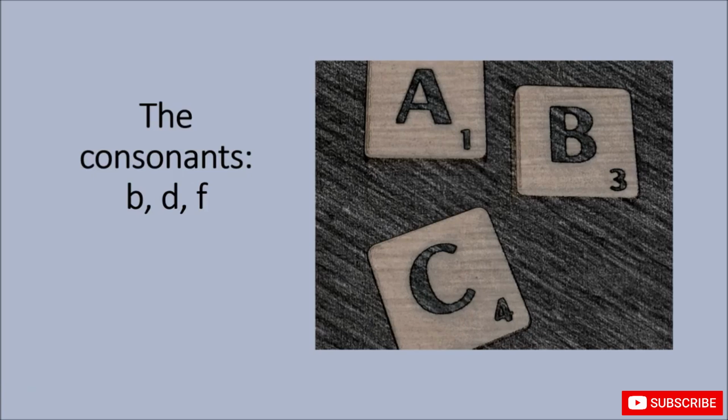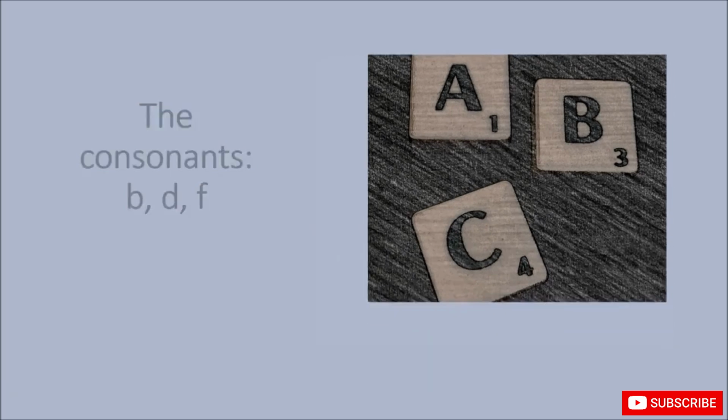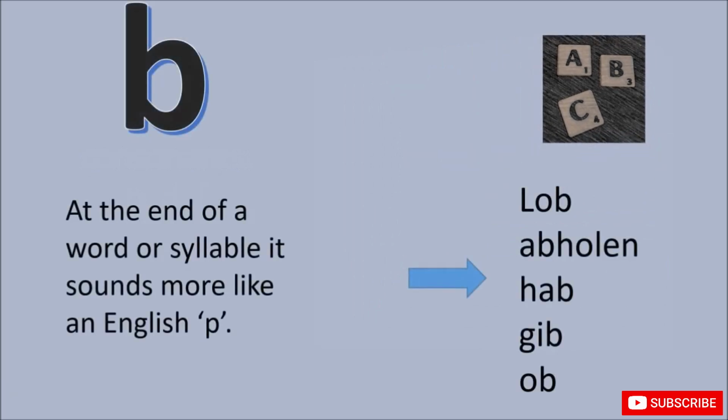Right, let's start with the consonants, and in this video we're looking at B, D and F. Sound pretty similar, don't they? B. At the end of a word or a syllable, it sounds a bit more like an English P. It's a bit of a sharp one.